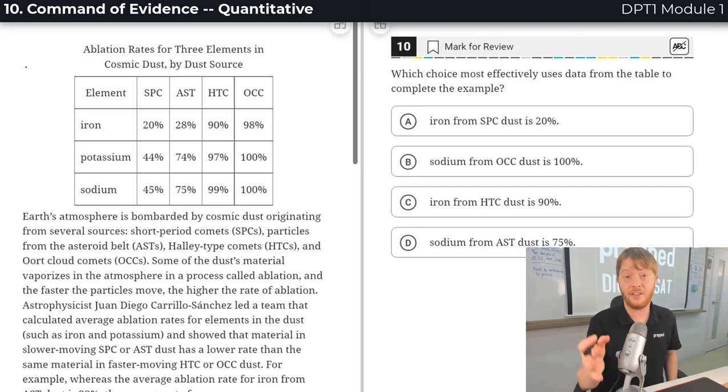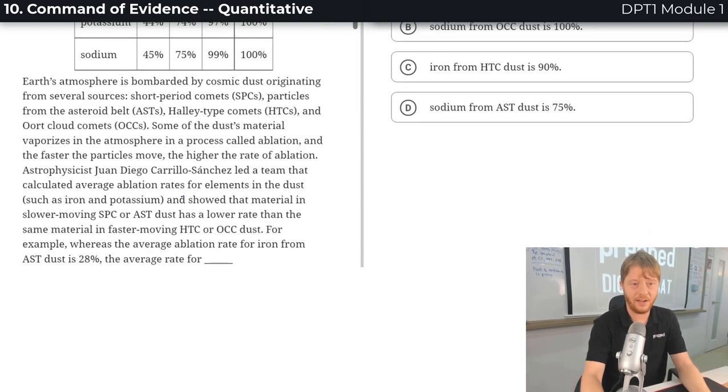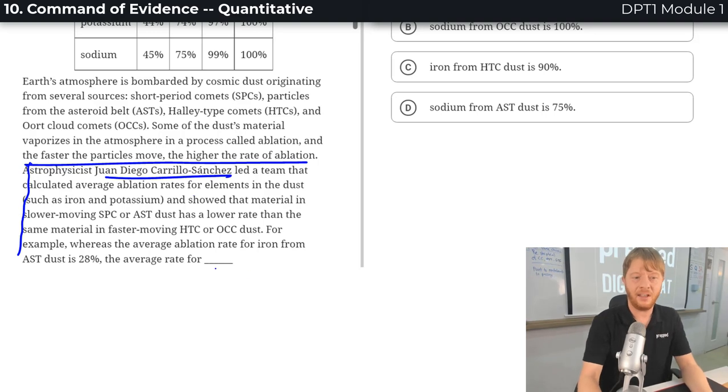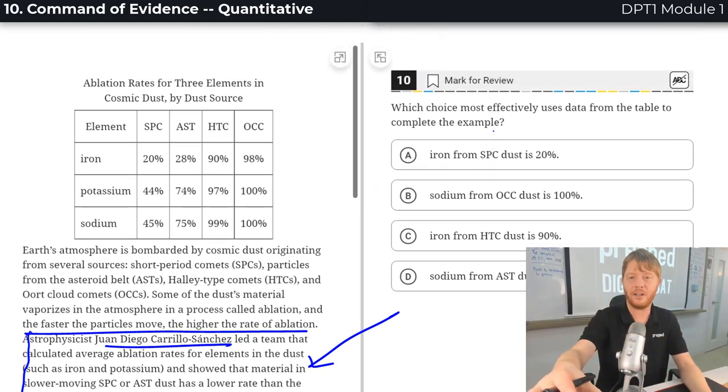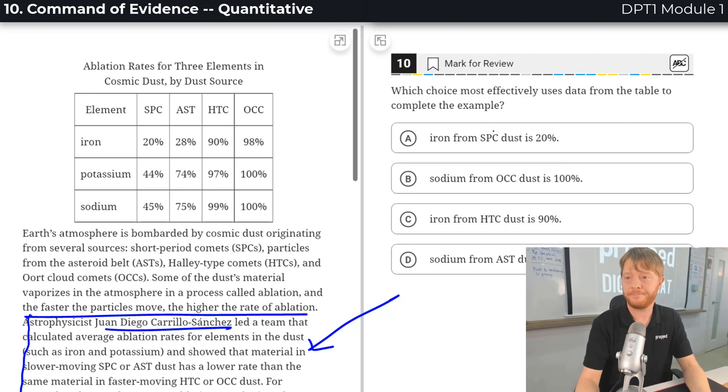All right, question 10. This is another command of evidence question, but this type is the quantitative type, not the textual. Now that's College Board's wording for it. We'll call it infographics. But basically, question 9 and question 10 are the same in that there is a claim in the passage. Let me see if I can find it here. It's probably down here. So this guy says something, and then we need some evidence from the table to support it. So in both cases, you're just finding evidence to prove a claim in the passage.